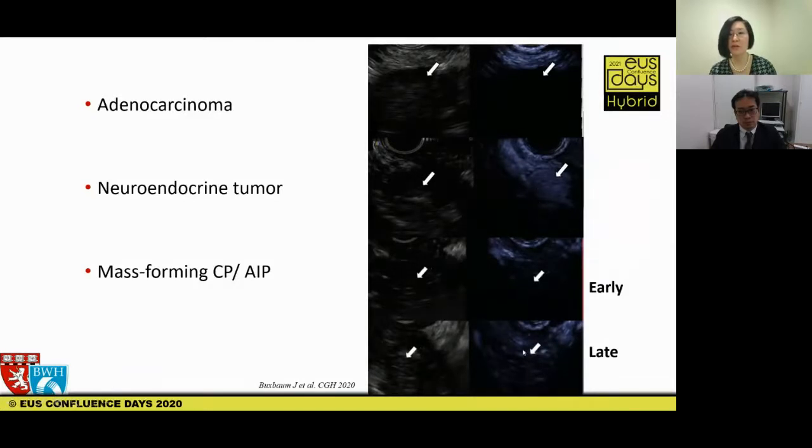And then the bottom two EUS images are showing you mass-forming chronic pancreatitis, where in the early phase, it looks like it's not enhancing, but as time goes by, you see some enhancement happening here, which you do not see with adenocarcinoma.